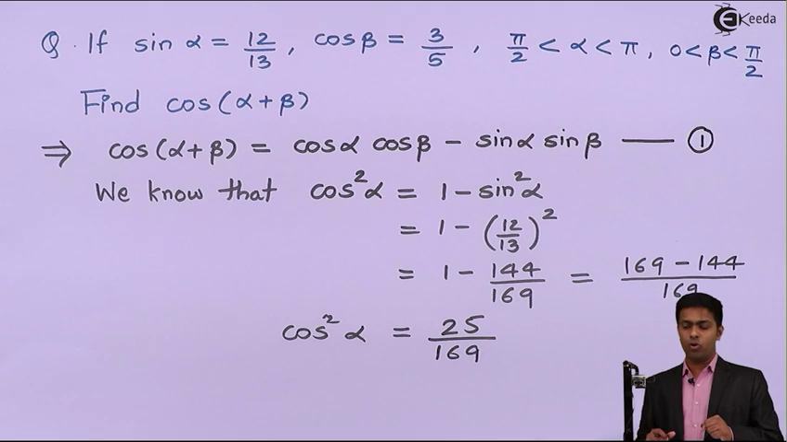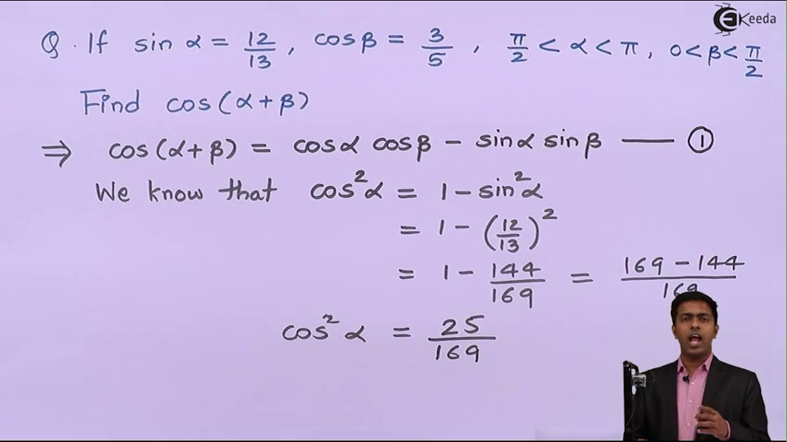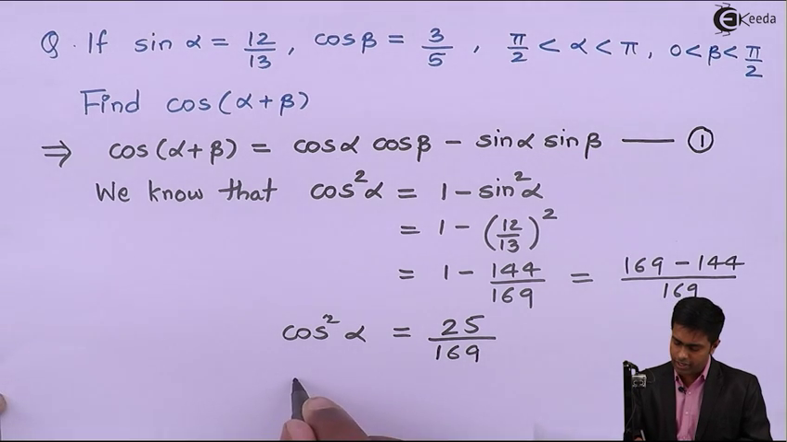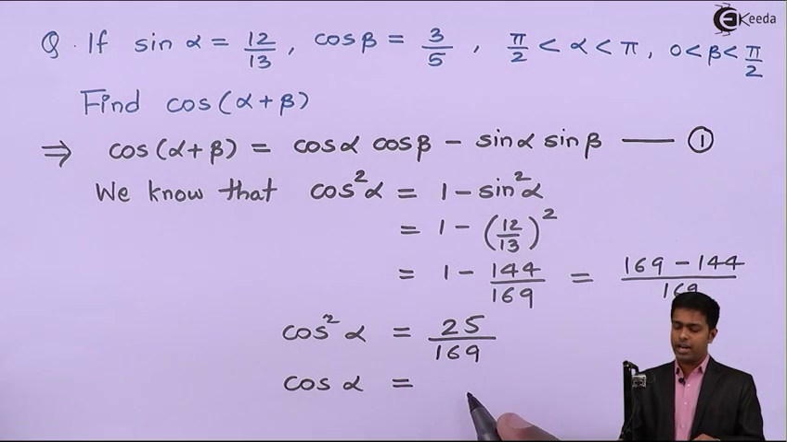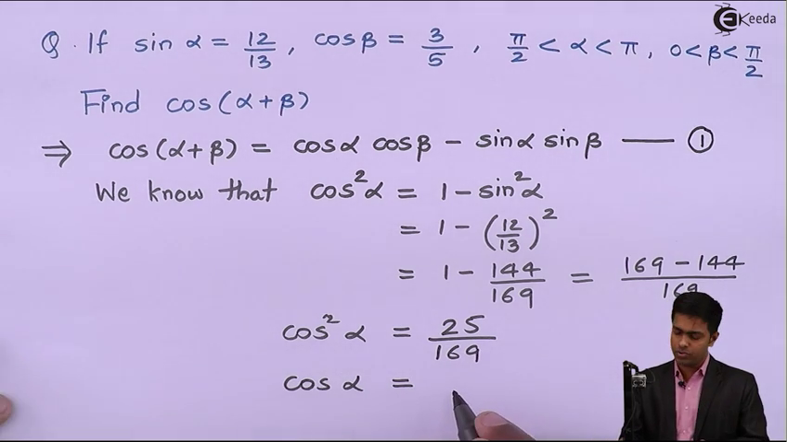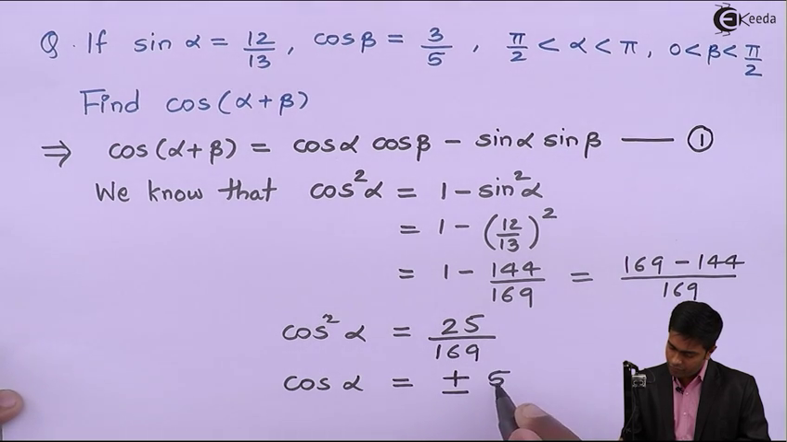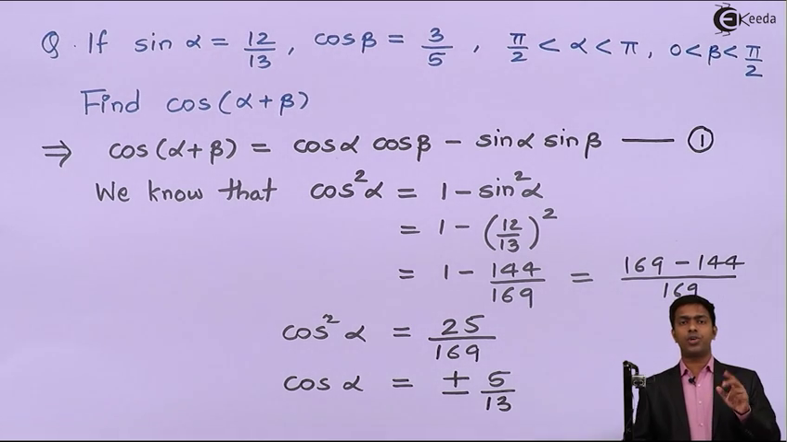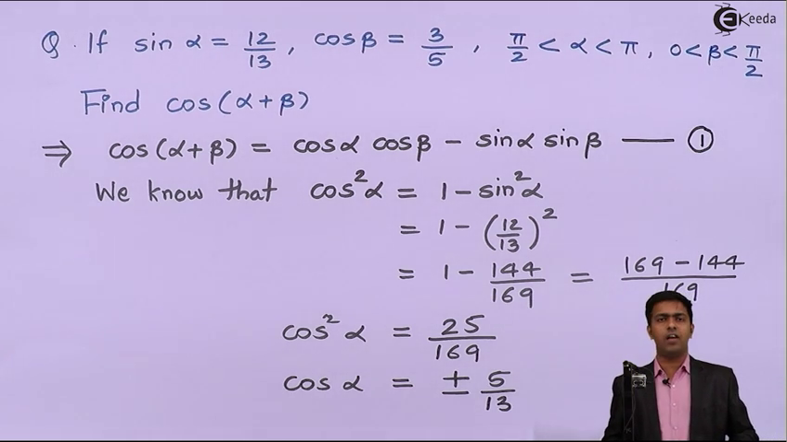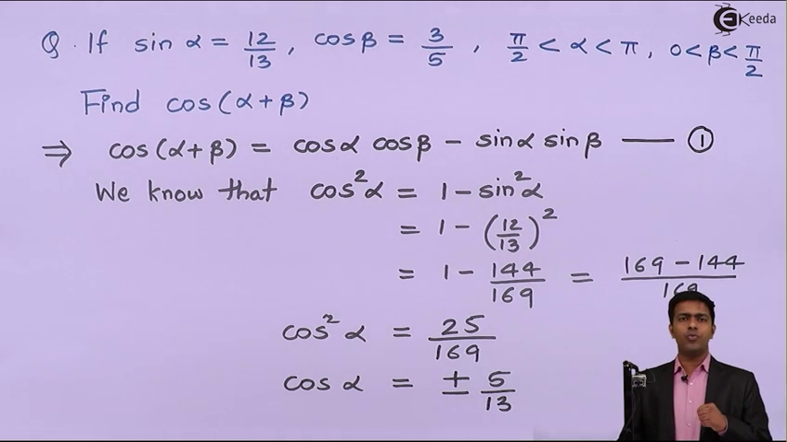Now to get the value of cos alpha as required in equation 1, we have to take the square root on both sides. Taking the square root on both sides, we get cos alpha on the LHS, whereas on the right hand side we get two values. One value will be positive and the other will be negative, 5 by 13. So it means we got two values of cos alpha. Now the question is which value we should accept.